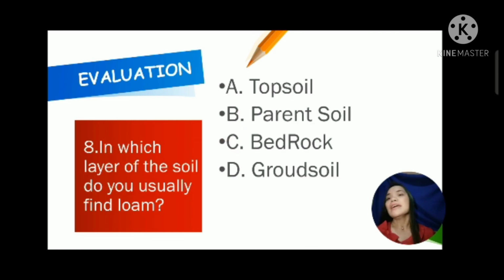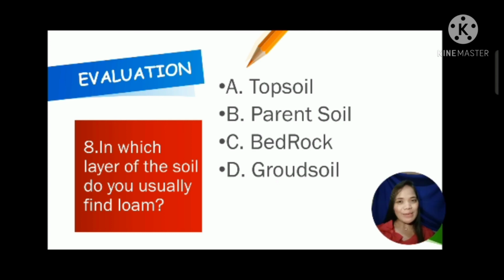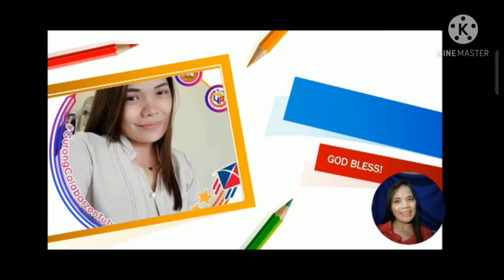For number 8, in which layer of the soil do you usually find loam? A, topsoil, B, parent soil, C, bedrock, or D, ground soil. And the correct answer is letter A.